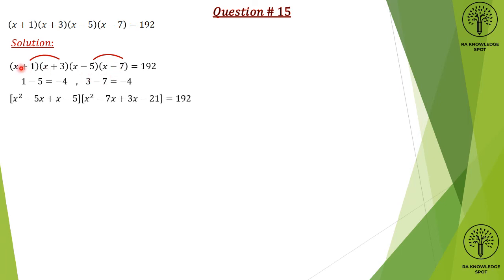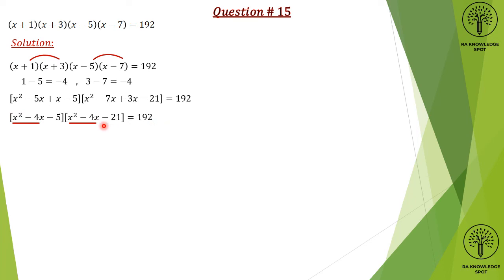Now I'm going to write x plus 1 with x minus 5 and x plus 3 with x minus 7, and you simply multiply them. When you multiply x plus 1 with x minus 5, you will get this form, and this in another form. After multiplication we simplify further, and this is x square minus 4x minus 5, and x square minus 4x minus 21 is equal to 192.